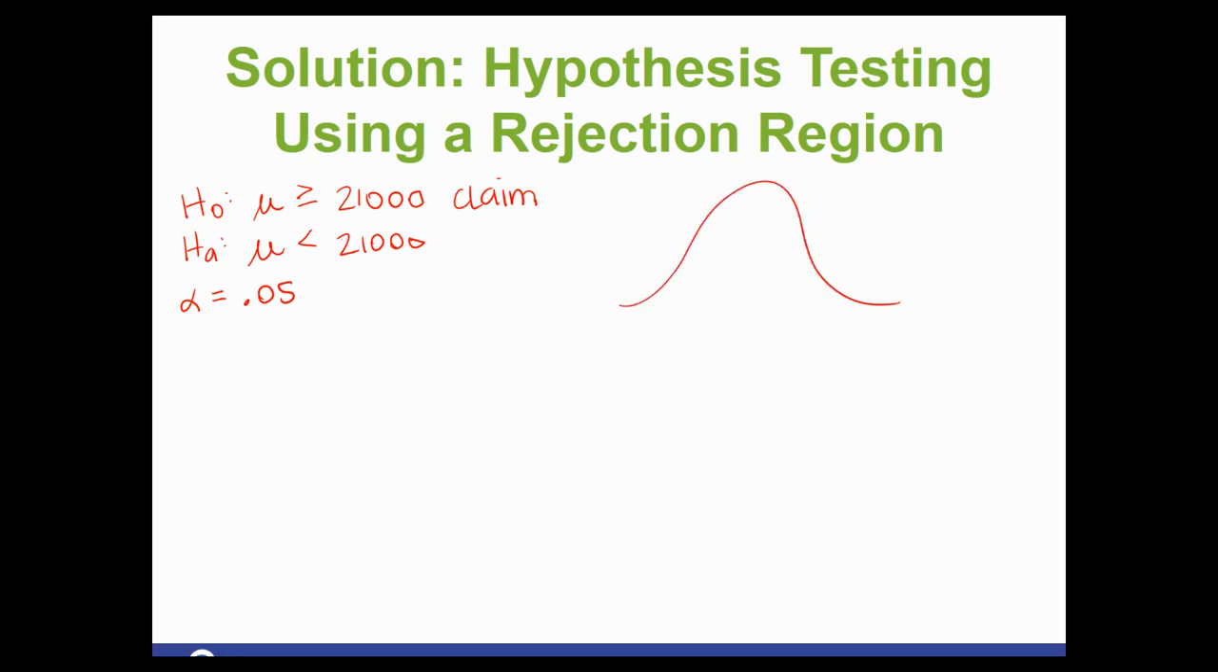So let's put this all together. For your hypothesis, again, we're talking about a mean, and in this case, we had at least, so greater than or equal to the 21,000. That is your claim. Your complement to that is less than 21,000. And your alpha given was 0.05. Your sketch is always based off your HA, which in this case is a less than symbol. So shade the left tail.